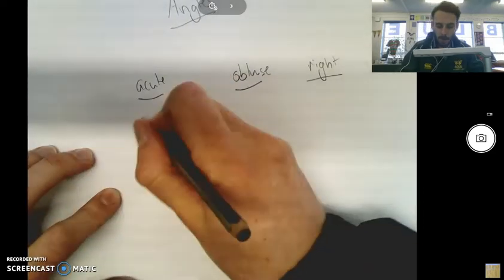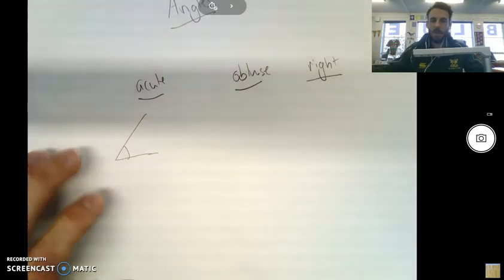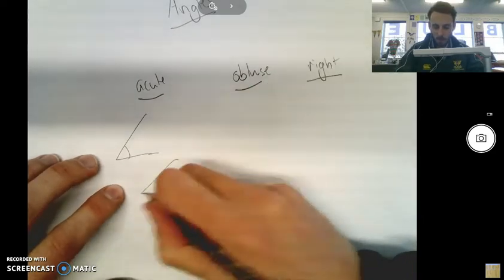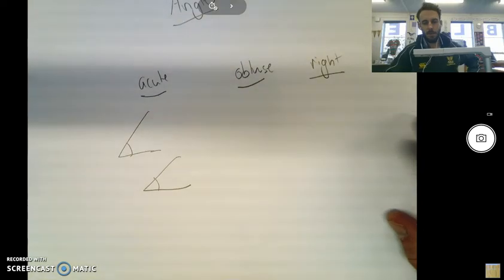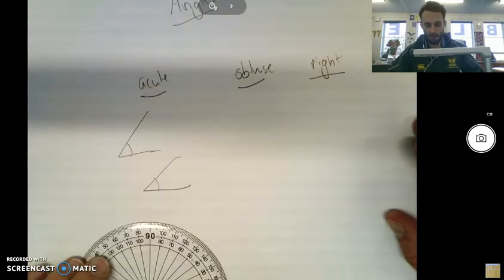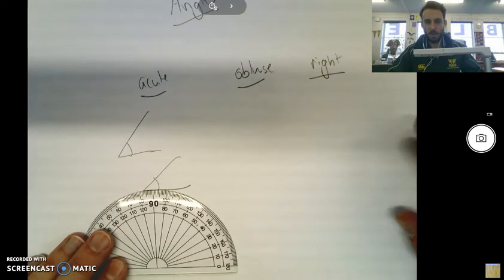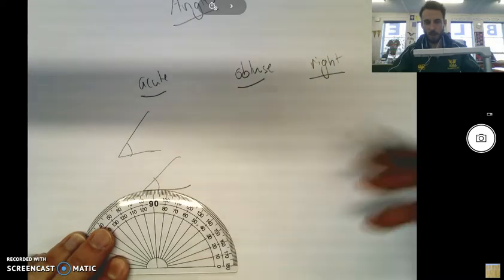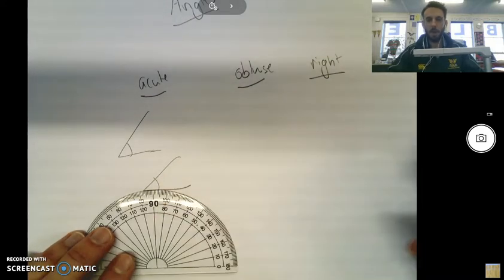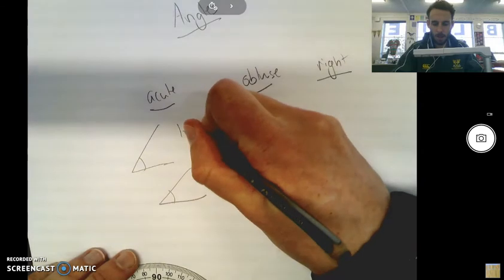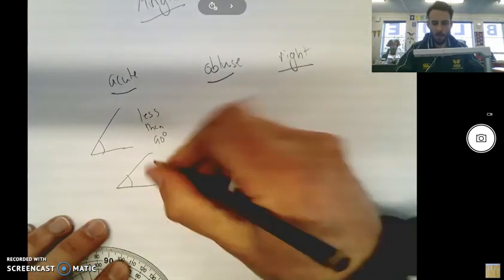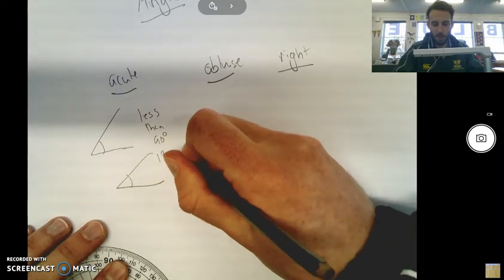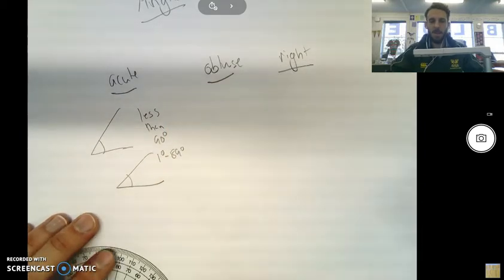Acute angles are angles that look like this. They're little. They're nice and cute. They're always really skinny. And the definition behind them is that if we look at a protractor, we can see that a 90-degree angle is one that goes straight up and straight across. That's our right angle. Acute angles are always less than 90 degrees. So if you've got an angle that's anywhere from 1 degree all the way up to 89 degrees, it's an acute angle.